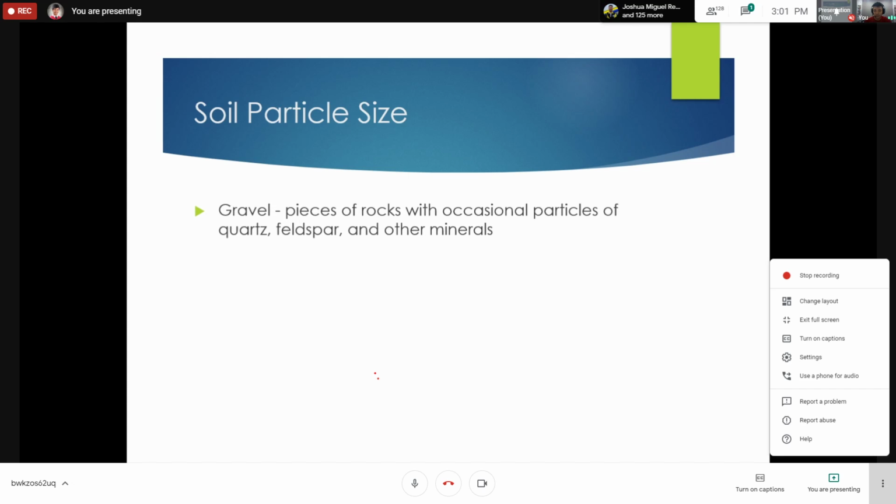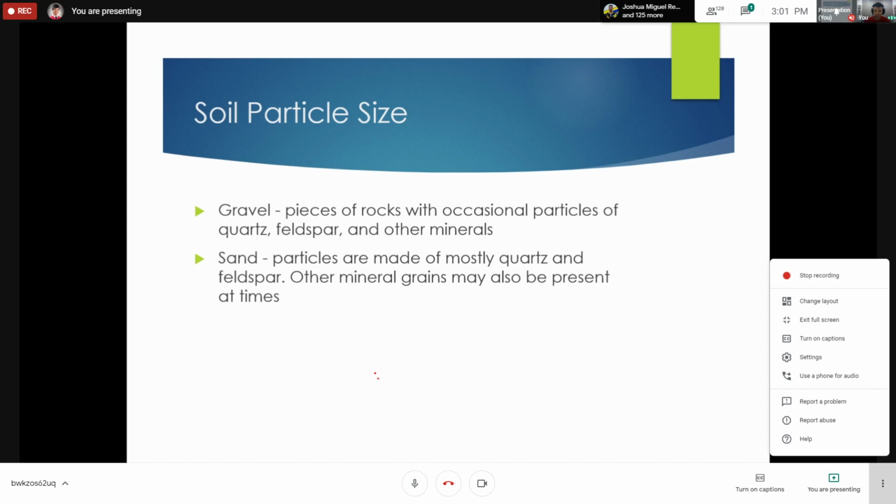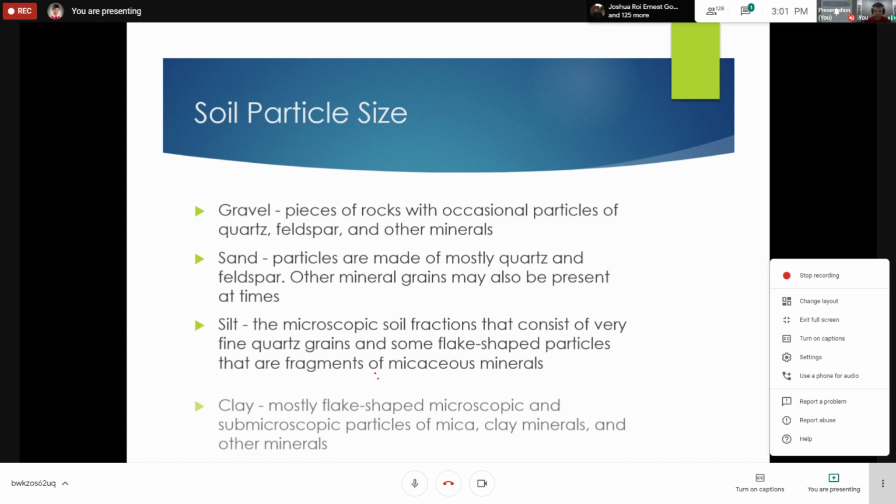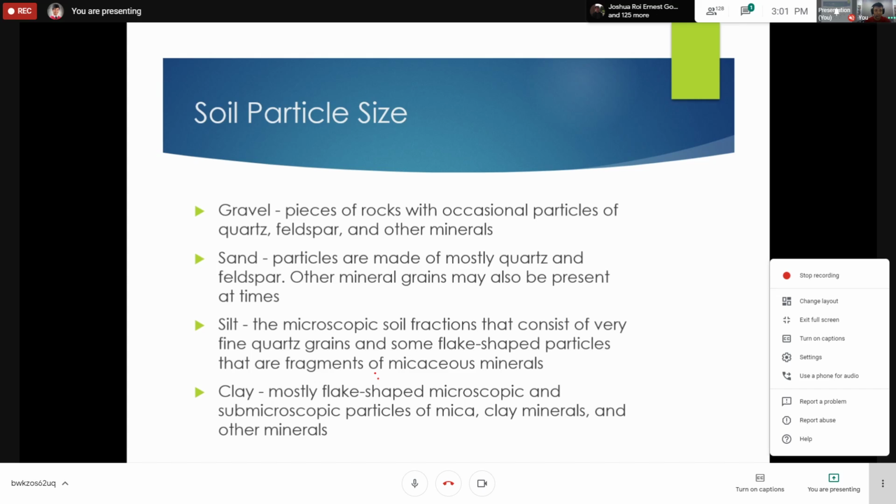Okay, so let's go to soil particle size. There are four in soil mechanics, and I think in your CMT you only have two, because in your construction materials you only discuss coarse aggregates and fine aggregates, which are the gravel and the sand. Now in soil we have four: gravel, sand, silt, and clay.